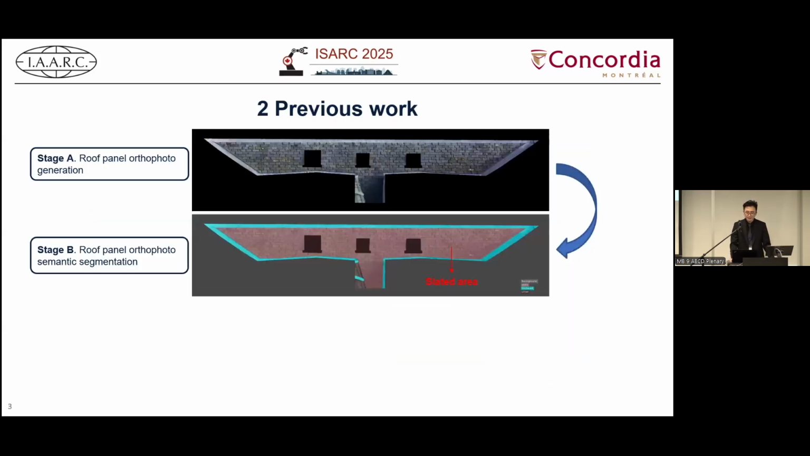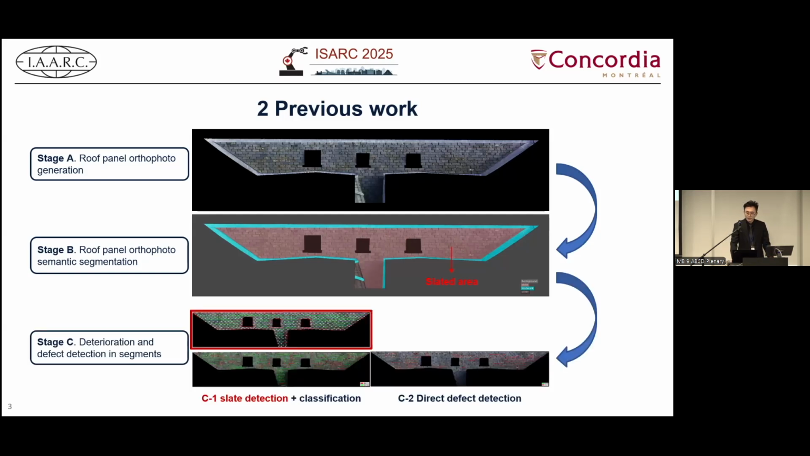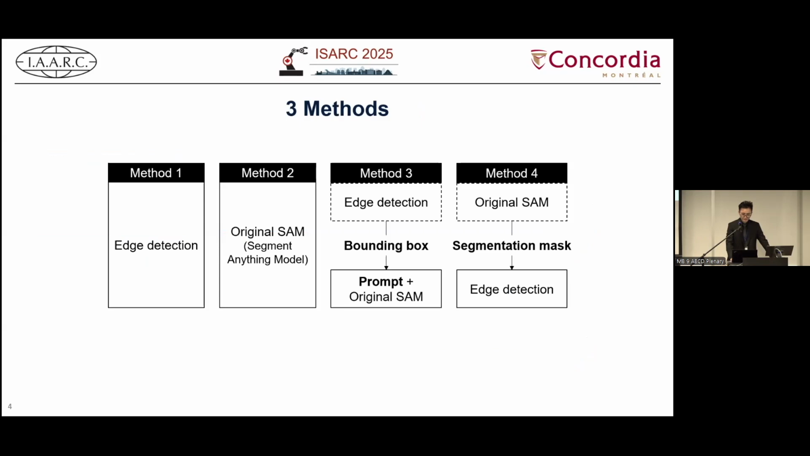So stage A and B realize orthophoto generation and slated area segmentation. And these two pictures are the output of the 2 stages. So the slated area is actually input to stage C, which aims to do the defect detection. Now in stage C, we roughly propose 2 methods. The first one is to detect individual slates and then classify them in terms of their defect status. A second one is to detect defects directly. So this study is the first step of C1, slate detection.